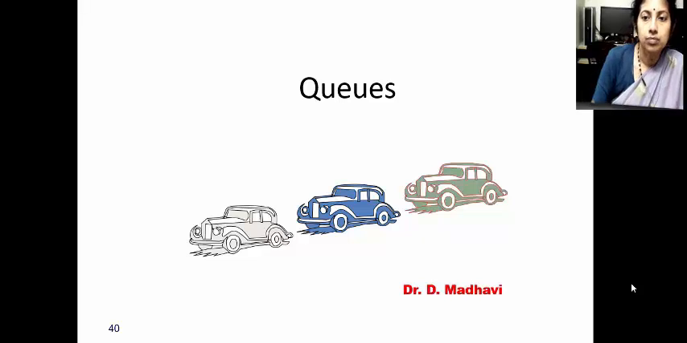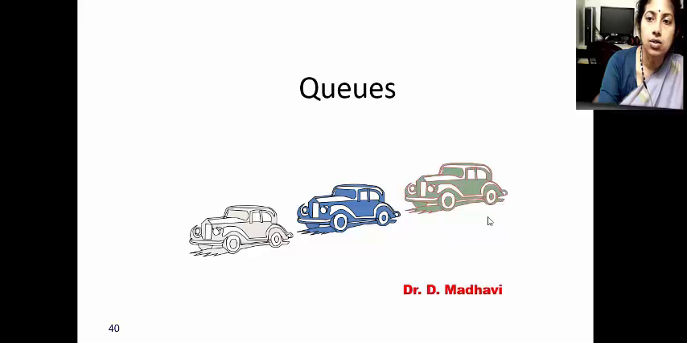You can observe cars standing in a queue, one after the other. They are traveling one after the other. So this white car will reach its destination first, and then the blue car will reach the destination next, and this car will reach the destination in third position. That is the property of the queue.